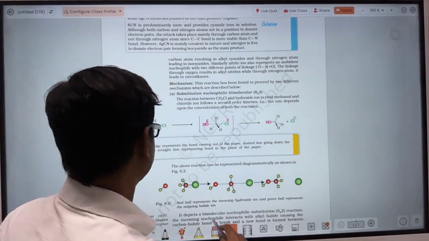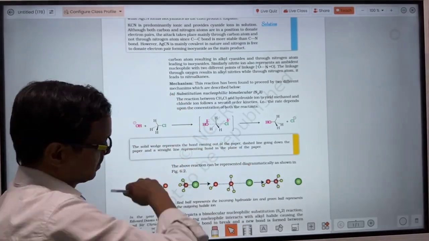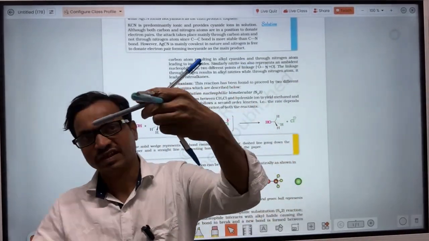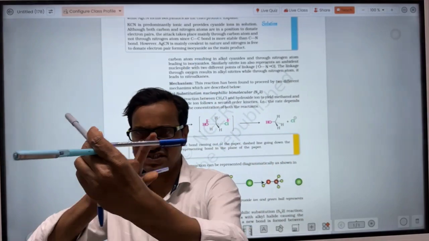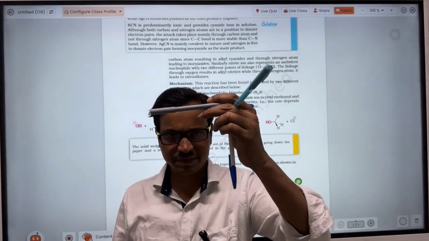Let's watch about this molecule. Here Cl, hydrogen, hydrogen and OH, like this one. Hydrogen, hydrogen, hydrogen, and this one is chlorine. So what happens during the SN2 mechanism?